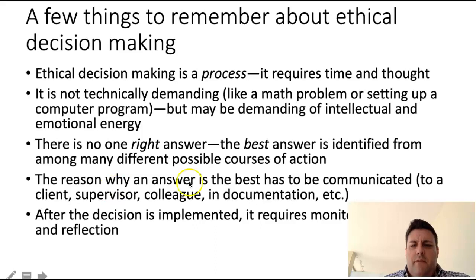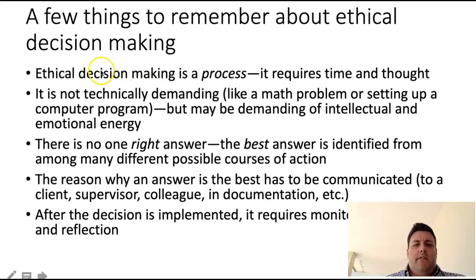So there's a few things to remember about ethical decision making, and I've talked about these in other weeks, but I'm just going to stress them again. The first thing I'm going to stress is something I've said before, but it's worth repeating. Ethical decision making is a process. It requires time and thought, and it really requires us to do our diligence in that process. It's not a technically demanding process. It's not like a math problem or setting up a computer program. I use that analogy for a reason. I'll come back to it in a second. It's not a technical process, but ethical decision making is demanding of our emotional and intellectual energy. So it's taxing in that regard.